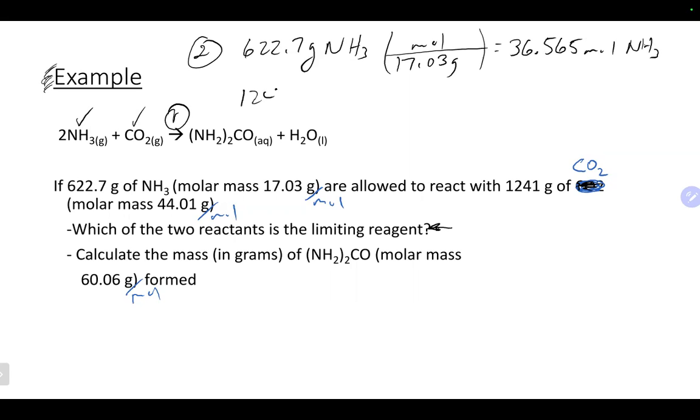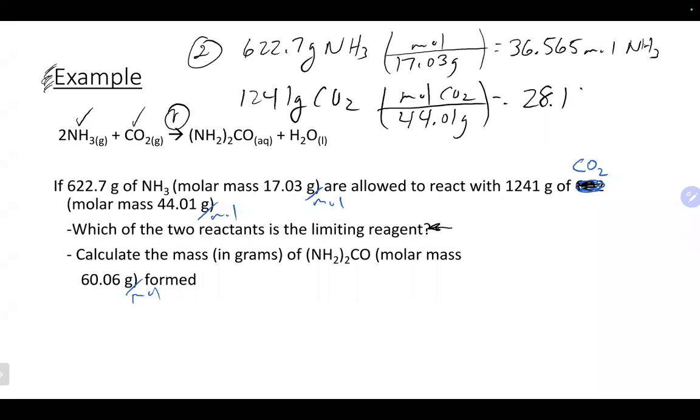We're also going to convert to moles our other guy, which is our CO2. That's 1241 grams of CO2. Once again, you would also go to the periodic table if it wasn't given to you to get the molar mass there of 44.01 for the CO2. That gives us 1241 divided by 44.01 gets us 28.198 moles of CO2. Again, if you want to remember, this is basically your starting amount of each of those guys. Any questions up to there?